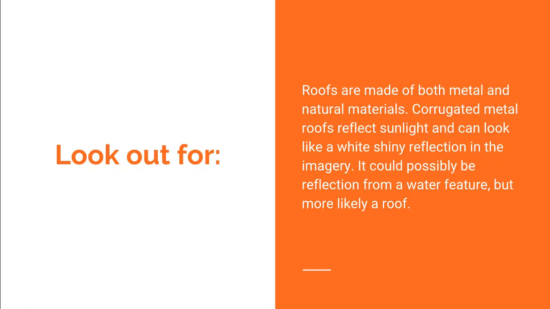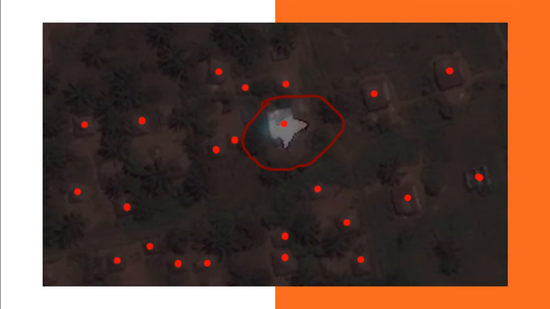Also look out for the different types of roofs that you might come across. Roofs can be metal and they can also be made of natural materials. Corrugated metal rooftops will look really white and shiny when they reflect in the imagery. This could be a water feature, but usually it's just a shiny roof. So here, for example, right in the center, circled in red, it's a really shiny reflection, but that's just a metal roof. So you would digitize that.